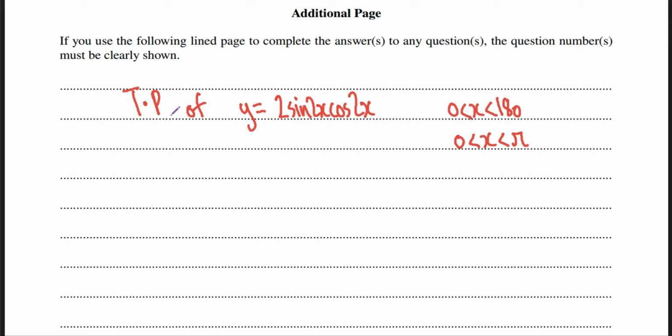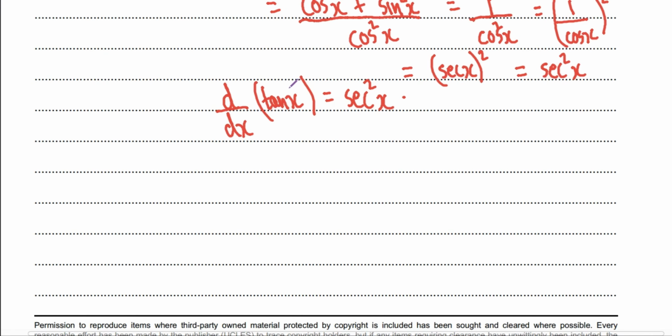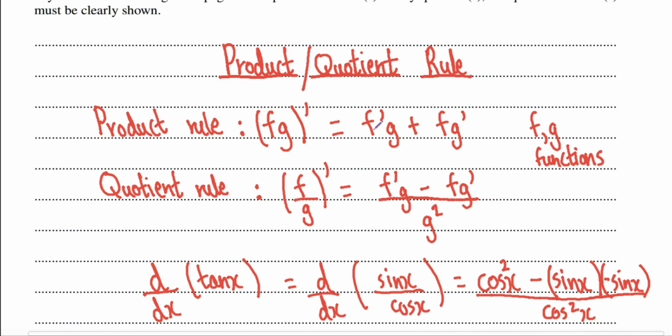Let's find the turning points. Turning point, and then s, just in case there's more than one. So, well, we use the product rule again, right? So we have that 2 in front. We don't really care about the constant 2. So that's 2. And then we take the derivative of sine 2x times cosine 2x. Well, if you remember from this slide right here, you take the derivative of the first function multiplied by the second function, and then you add that to the first function times the derivative of the second function.